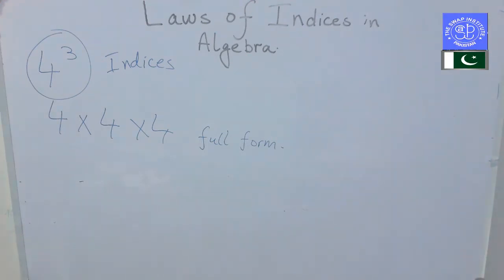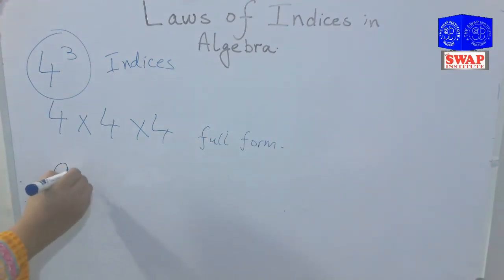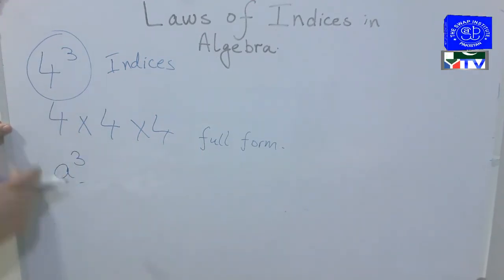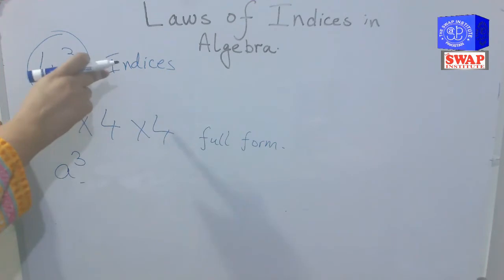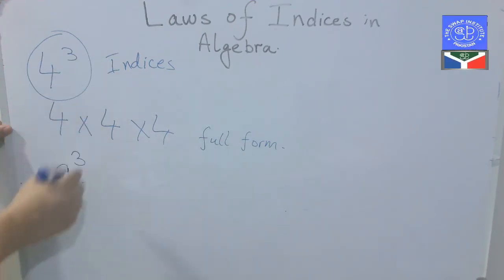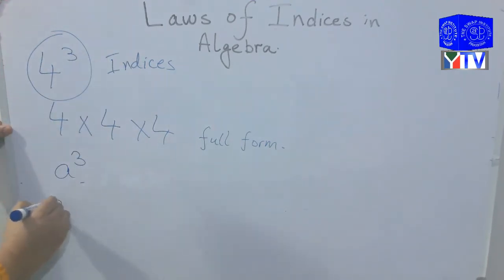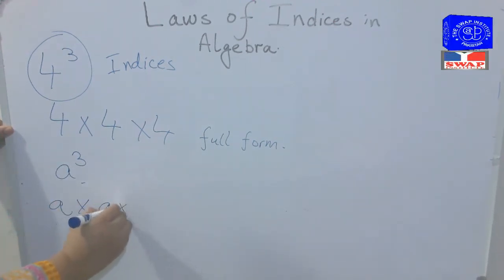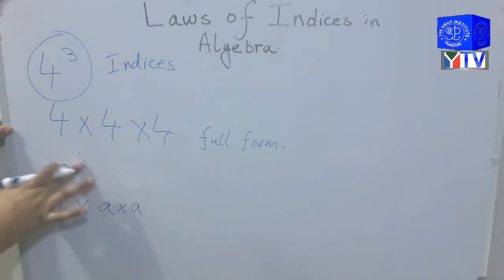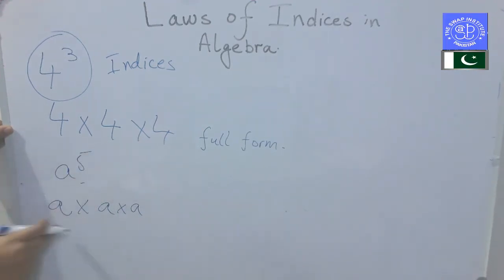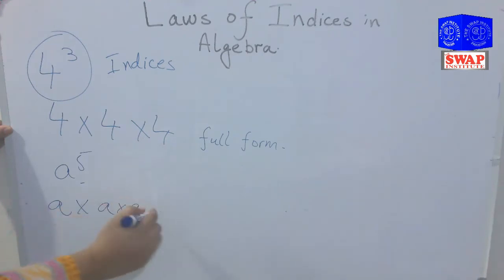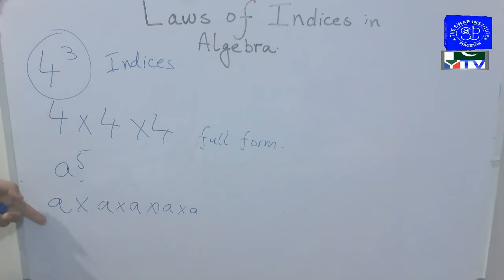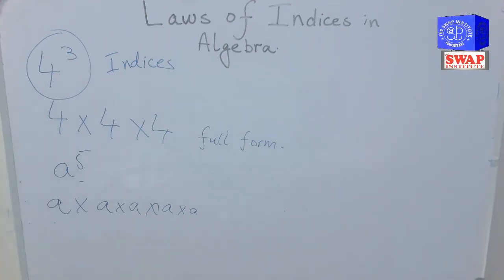The same thing in algebra will be a raised to power 3. I will write the same power so that you will not be confused. So a raised to power 3, or a indices 3, is the indices form, and if I want to write it in full form, I will write 3 times a. It can be any number. For example, I can do 5, so I will write 5 times a: 1, 2, 3, 4 and 5. This is the full form and this is the index form. Is it clear to you?